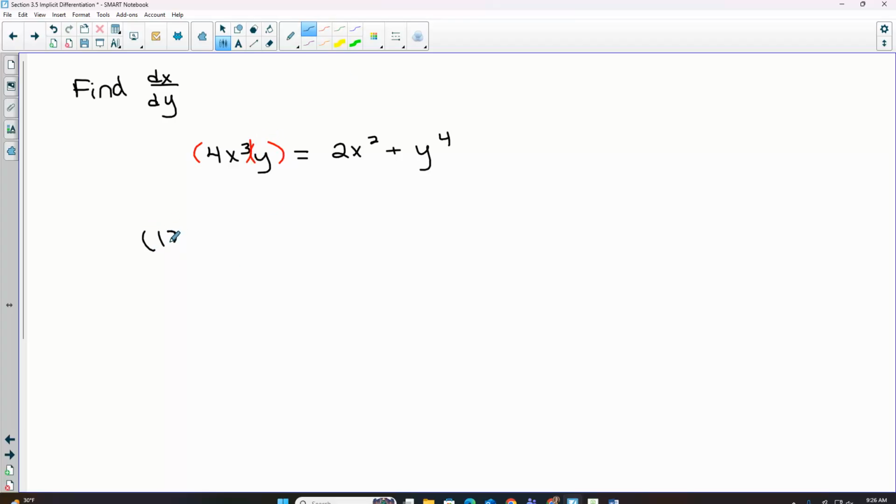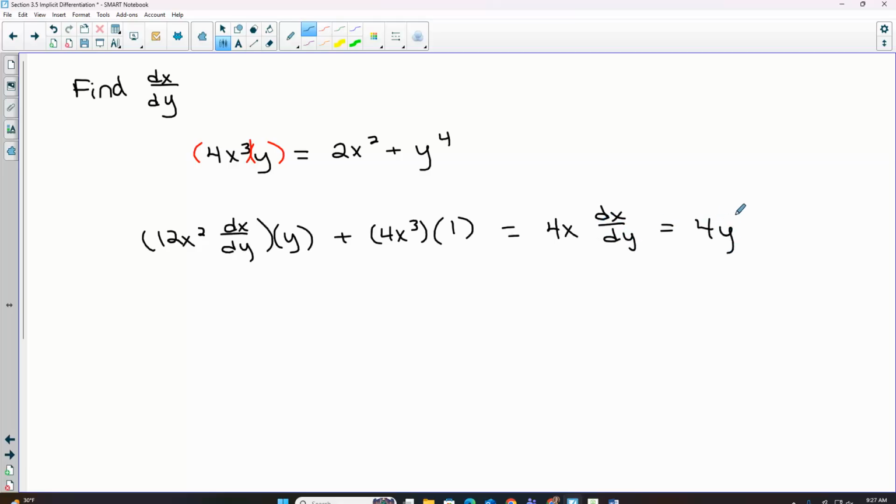Derivative of the first would be 12x squared, and I did the derivative of an x, so that gets dx dy, times the second plus the first. Derivative of the second, what's the derivative of y now? 1. Over here, 2x squared, the derivative would be 4x dx dy equals 4y cubed. And then we would solve for dx dy. So it doesn't have to be dy dx, it just usually is.